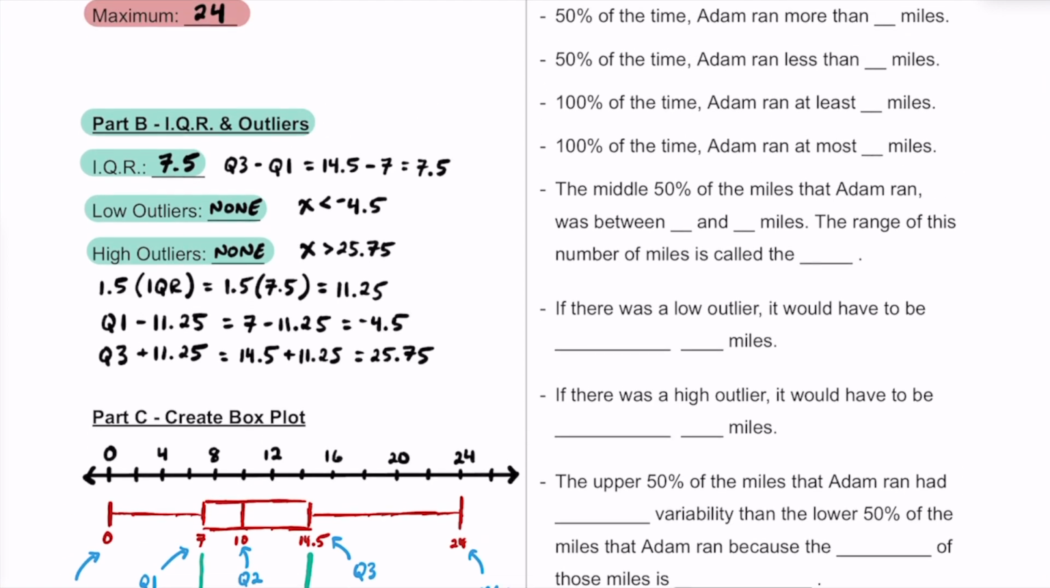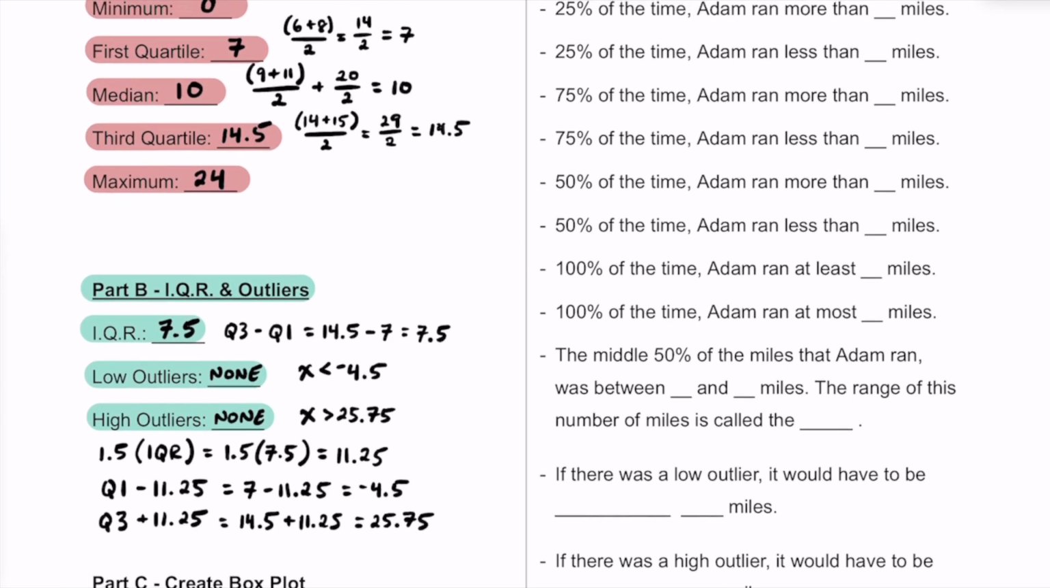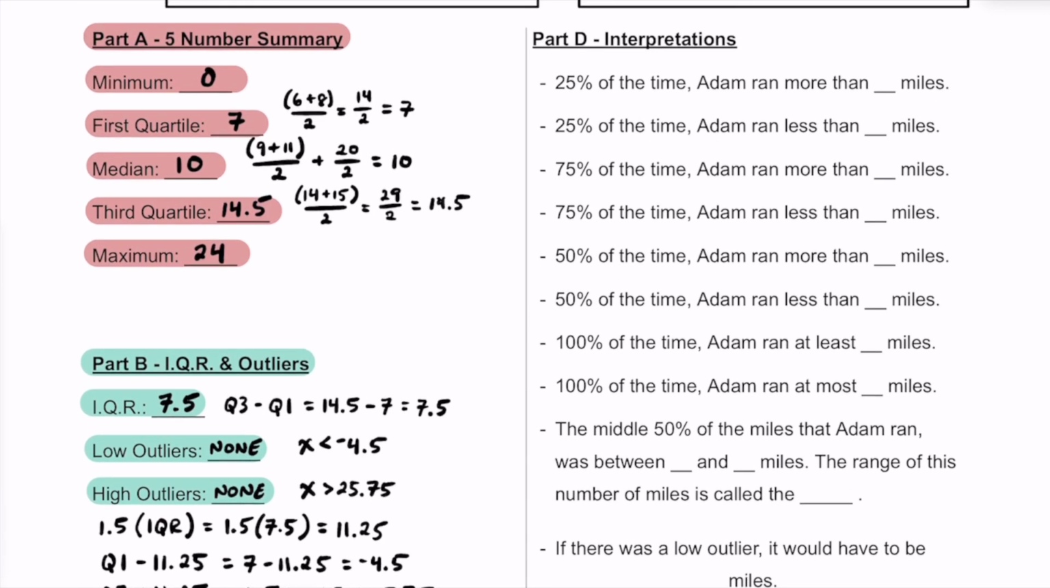All right, now that we figured out how to draw our box plot and we have everything labeled, let's see if we can understand and interpret all of our data here. All right, so now for some interpretations. Let's see if we can understand everything that we just did. So for this first one, 25% of the time, Adam ran more than how many miles?